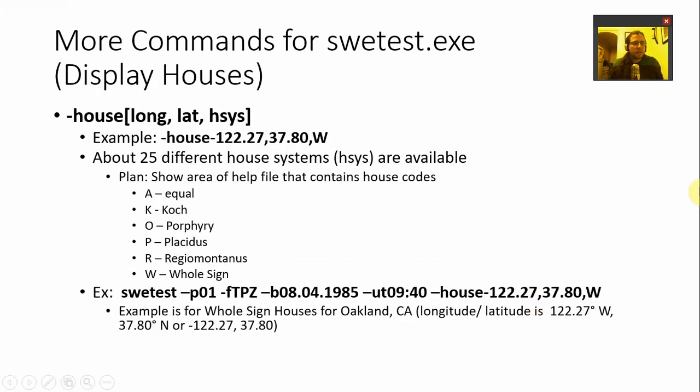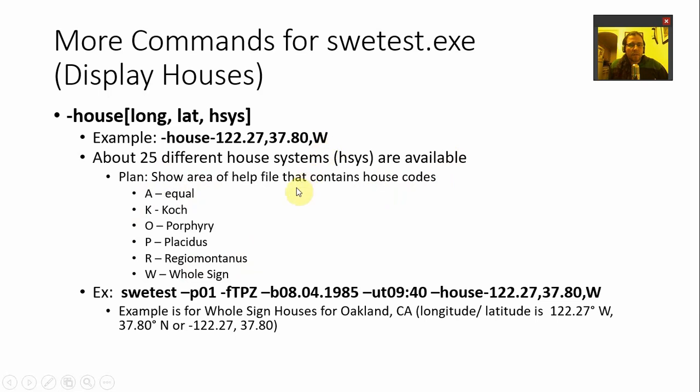Next, we're going to display the houses. The command for this is -house, and then you do the longitude, comma, latitude, comma, and the code for a house system. So for example, -house, -122, comma, 37, comma, W. There's about 25 different house systems available. I'll show you where in the file those house codes are. Here's just a few of the codes.